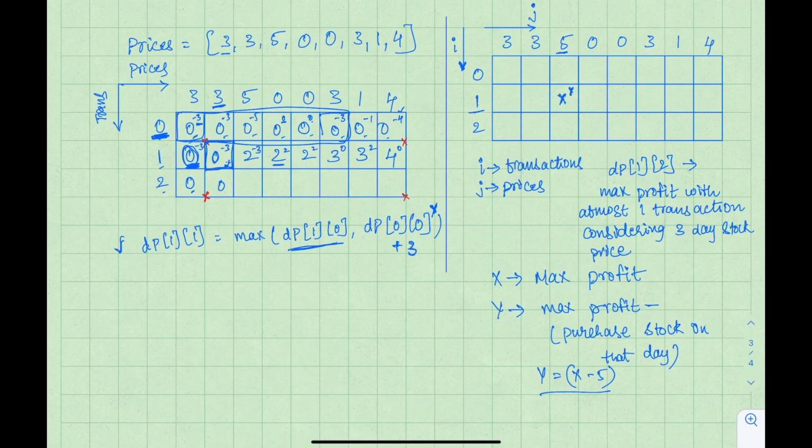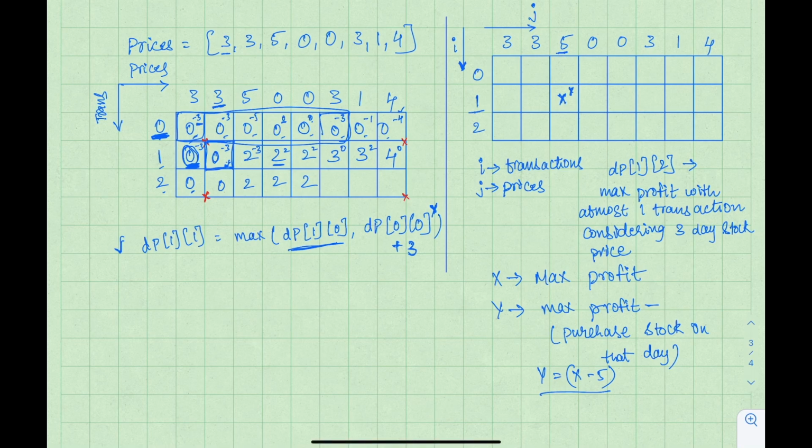And the next one is going to be the max of 0 comma, and here it is minus 3, and I'm selling the stock today, it is 5. Minus 3 plus 5, it is 2. So we should update this one with 2. And this one will remain the same, 2 here, followed by 2.